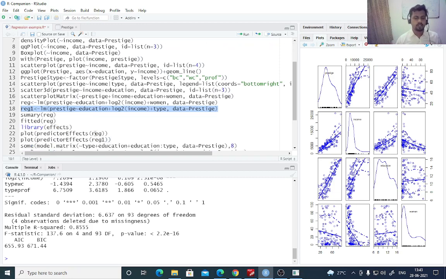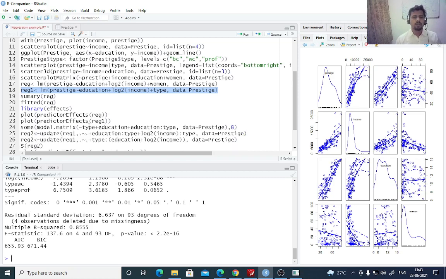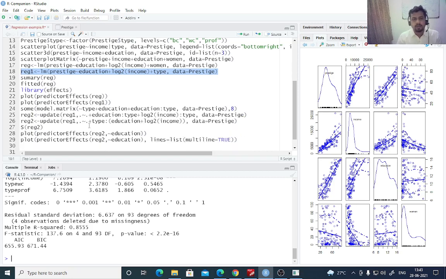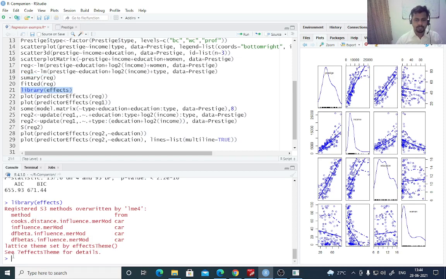So now you can see the summary from this regression, that's what we have just done. Now the next thing that we'll do is, whatever predictors that we have used in our model, we'll try to understand each of those individual predictor effects on the fitted values from this regression. And for that I need to use the effects package, which comes from the car package. So I'll call library effects.